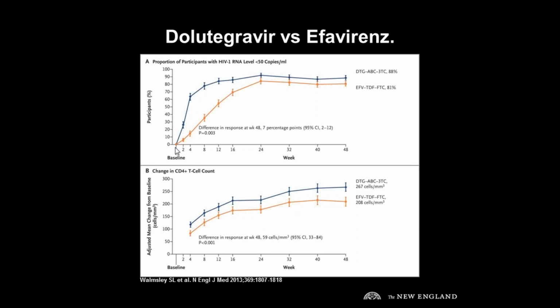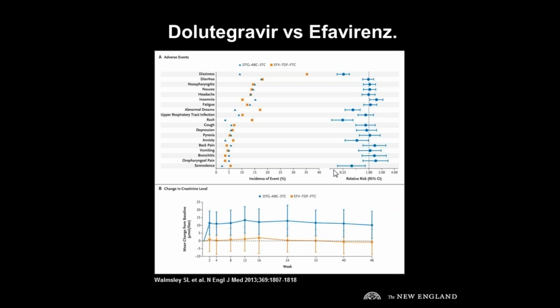This is the portion of people that have an undetectable viral load. This is Atripla. This is dolutegravir. And look, it's better. More people have an undetectable viral load. They get there more quickly, okay? And when you look at CD4 count increases, people have a better CD4 count increase with dolutegravir.